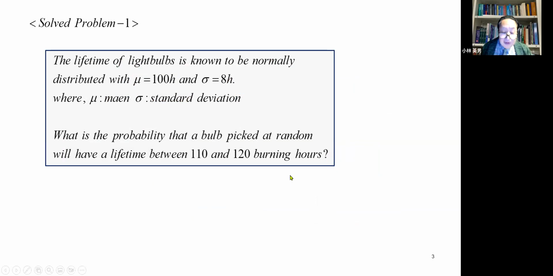From now, using the math knowledge I explained, I'd like you to solve this solved problem 1. The problem is: the lifetime of light bulbs is known to be normally distributed with mu equals 100 hours and sigma equals 8 hours, where mu expresses mean, sigma expresses standard deviation. Then what is the probability that a bulb picked at random will have a lifetime between 110 and 120 burning hours?